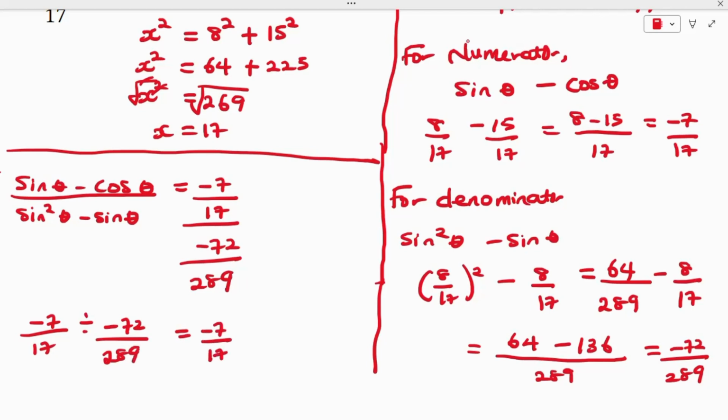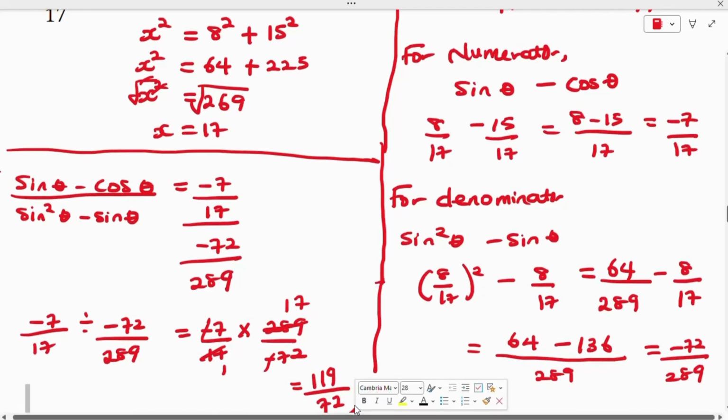If you flip the fraction, we have times 289 over minus 72. At this point 17 into 17 is 1, and 17 into 289 is 17. The minus can cancel out the minus, so 7 times 17 gives us 119 over 72. So this becomes the final answer.